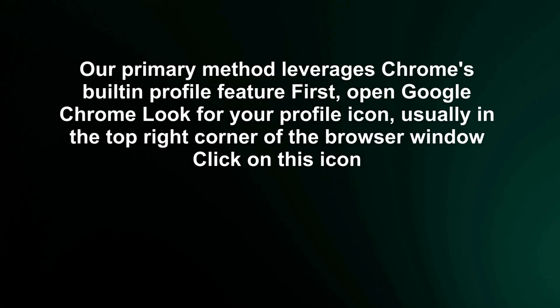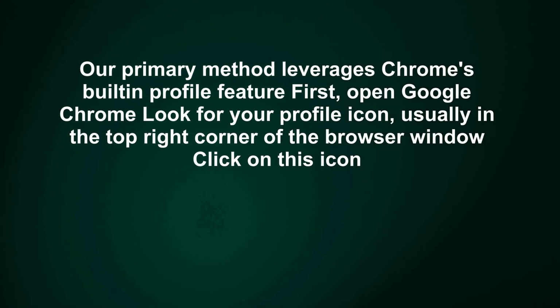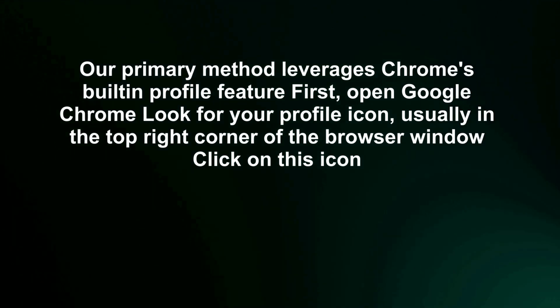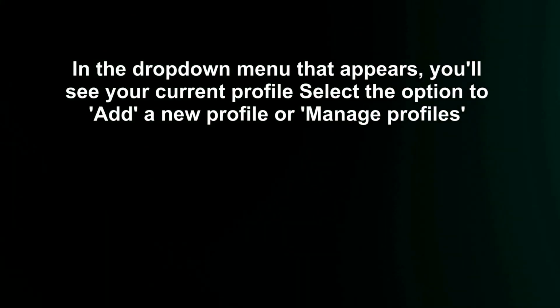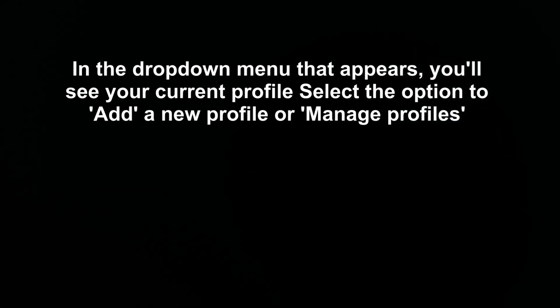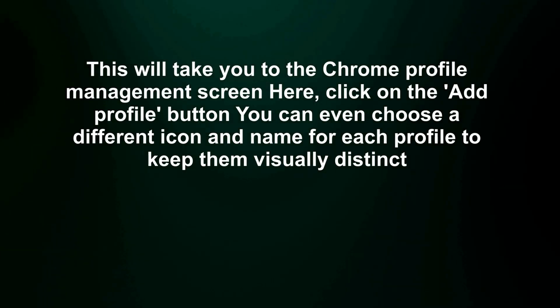First, open Google Chrome, look for your profile icon. Usually in the top right corner of the browser window, click on this icon. In the drop-down menu that appears, you'll see your current profile. Select the option to add a new profile or manage profiles. This will take you to the Chrome profile management screen here.